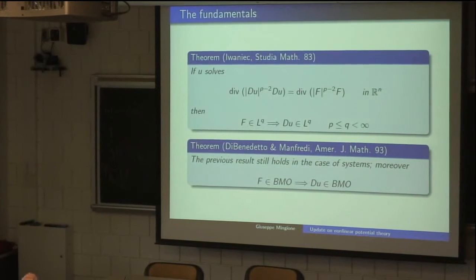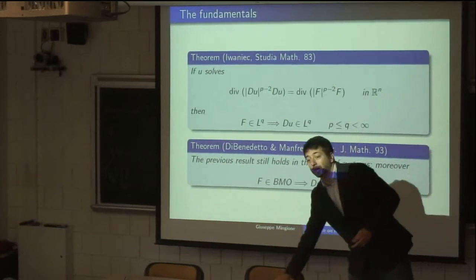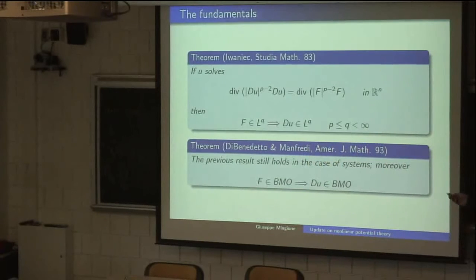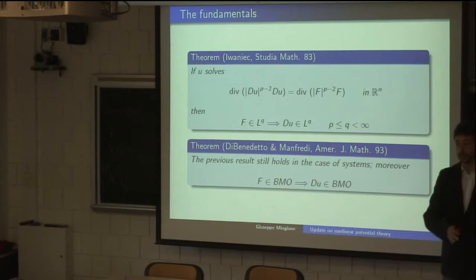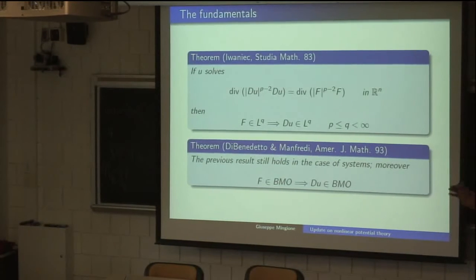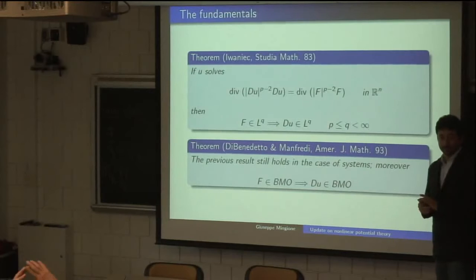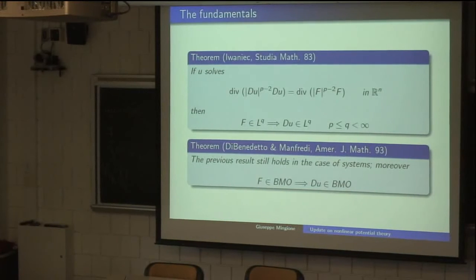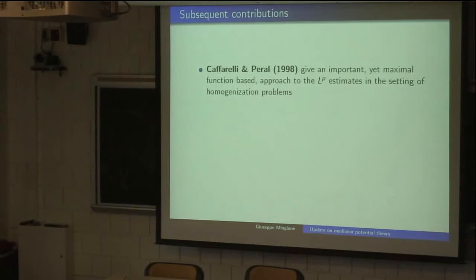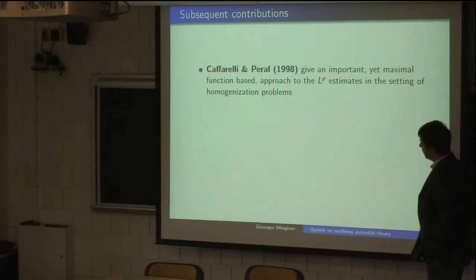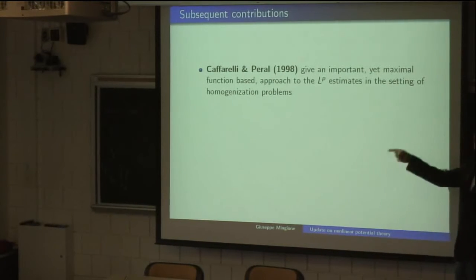Since this is only local, you have to match up then globally, and then instead of using singular integrals, you use maximal operators, actually sharp maximal operators, those considered by Fefferman and Stein. So you're not using the singular integrals, but you use those tools that are typically controlling singular integrals. So it's a replacement. Then Caffarelli and Peral gave another approach to LP estimates in the setting of homogenization or nonlinear homogenization problems, which can be used to get another proof of this type of results.